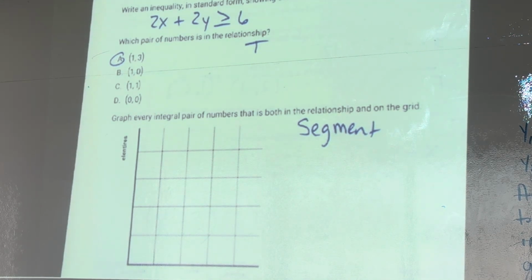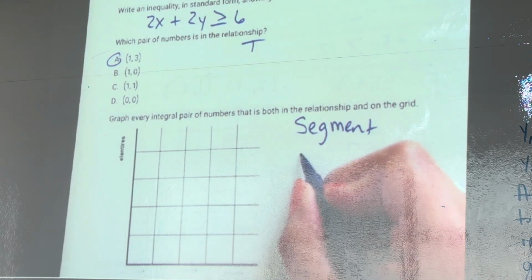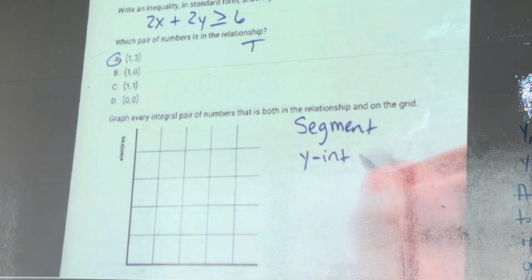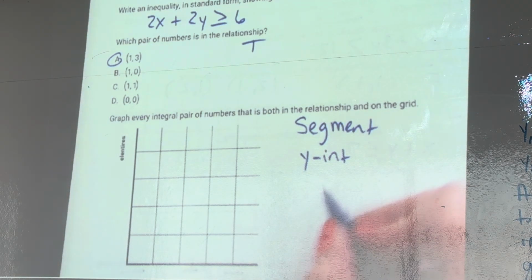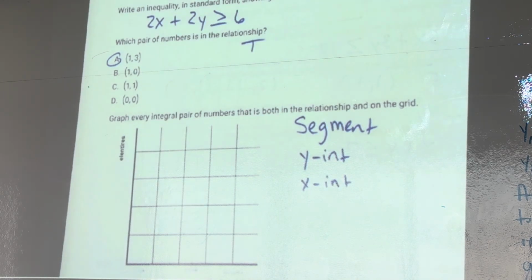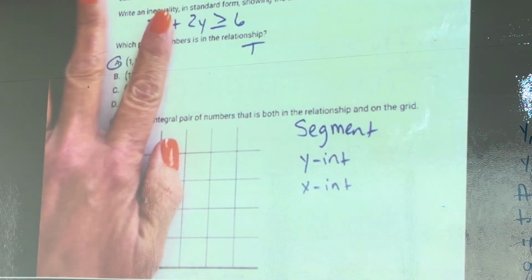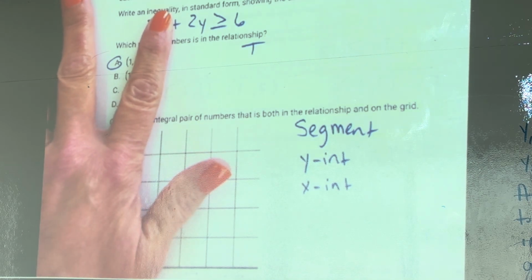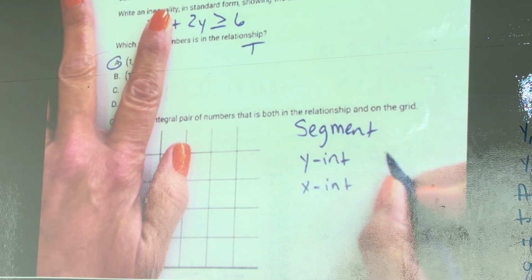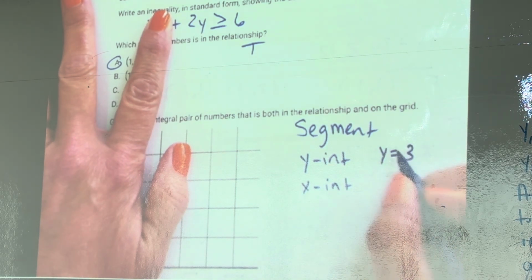So what's the first thing we always have to plot? The y-intercept and the x-intercept. So we're going to plot the y-intercept and the x-intercept. So the y-intercept is when x is 0. So Melissa, if x is 0, what would y equal? Very good. Because 6 divided by 2 is 3. So my y-intercept is going to be 3.